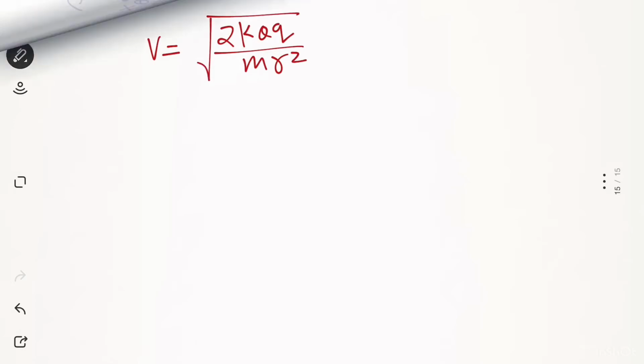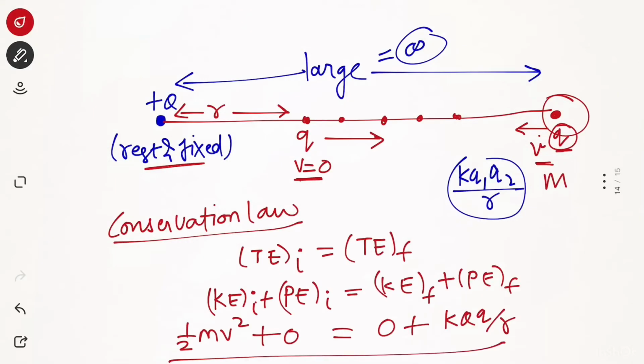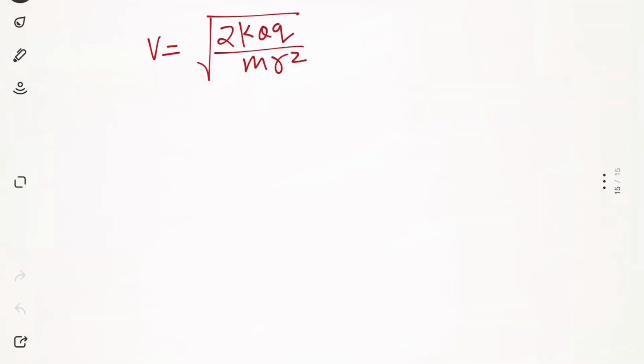We can write v equals the square root of 2kQq divided by mr. You can see from the previous discussion I have directly written here, we will not have a square term, we'll only have the single r term. So this is the first equation we have got from the first condition.